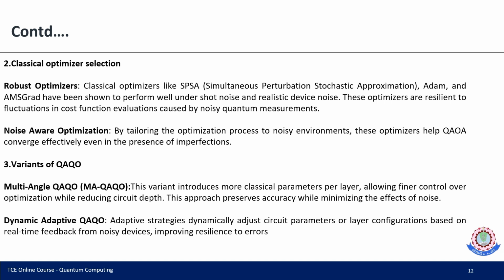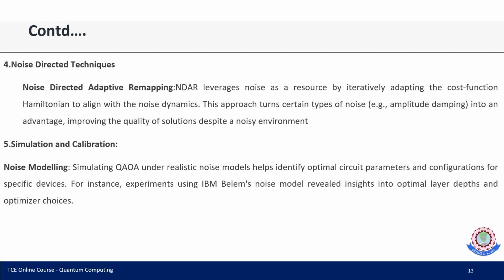Third is variants of QAOA. Multi-angle QAOA is there. Dynamic adaptive QAOA is there. In the case of multi-angle QAOA, it introduces classical parameters per layer, allowing finer control over optimization while reducing circuit depth. In the case of dynamic adaptive QAOA, we dynamically adjust the circuit parameters or layer configuration based on real-time feedback from the noisy device.